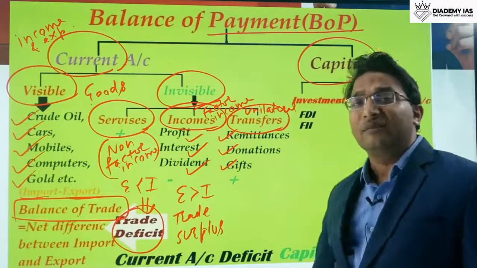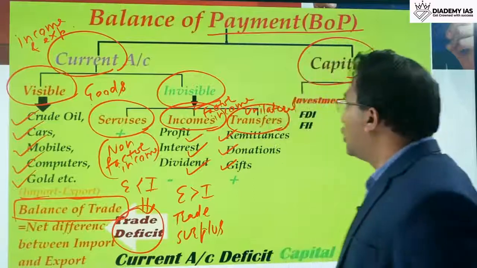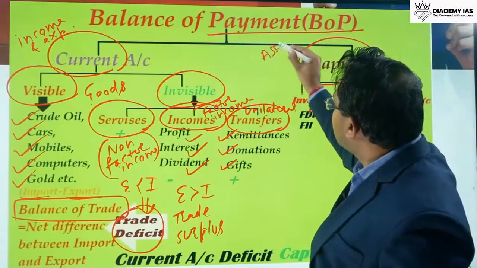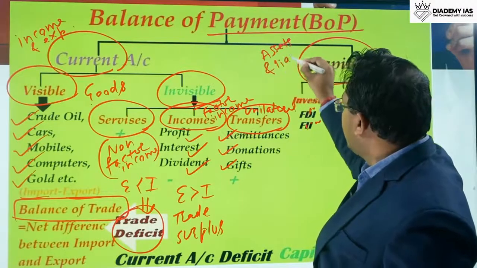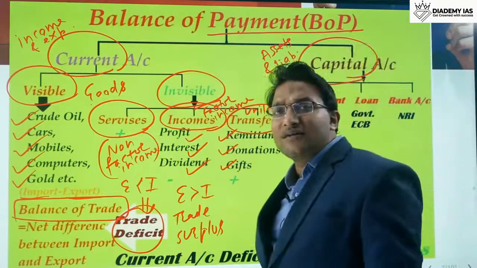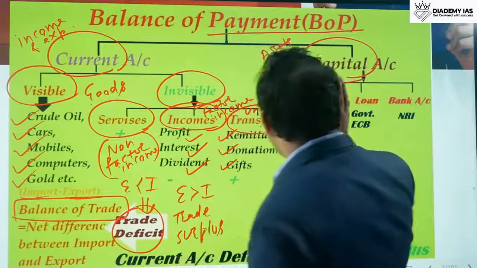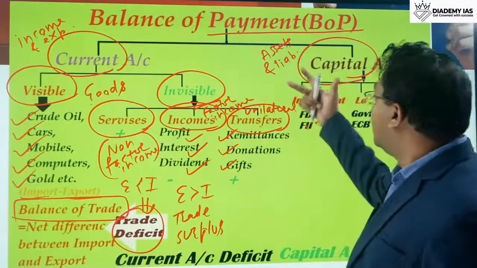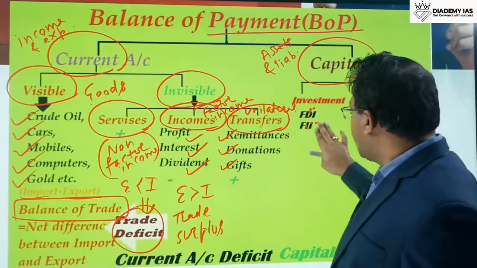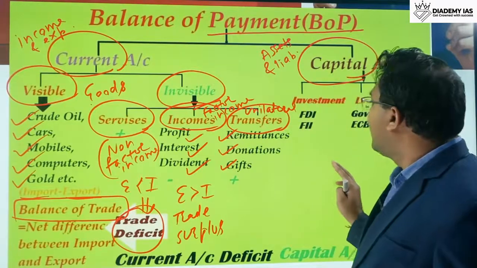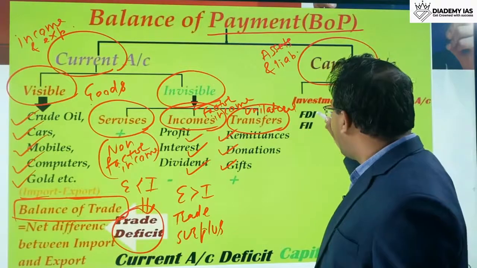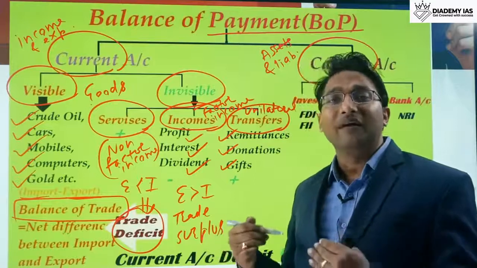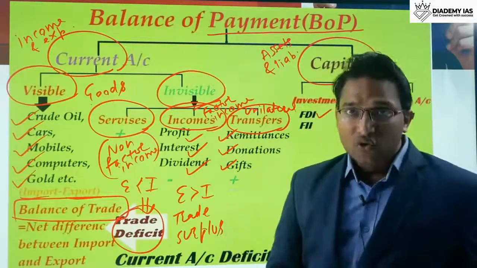Coming to the capital account, what is the meaning of capital account? Capital account transactions means those transactions which impact the assets and liabilities, right? So current account transactions are those transactions which impact the receipt and income. Capital account transactions are those transactions which impact the assets and liabilities. What is the meaning of assets and liabilities? So for example, some American person is investing into an Indian company, so that becomes FDI. So that becomes the asset of the American person in India, or vice versa. For example, Ratan Tata invests in some American company, so that becomes his asset.